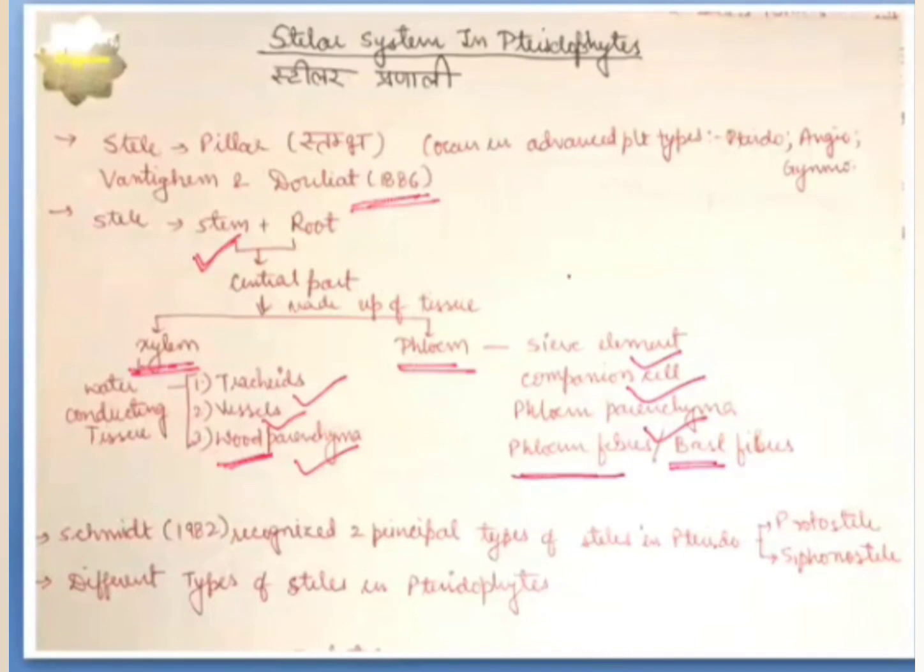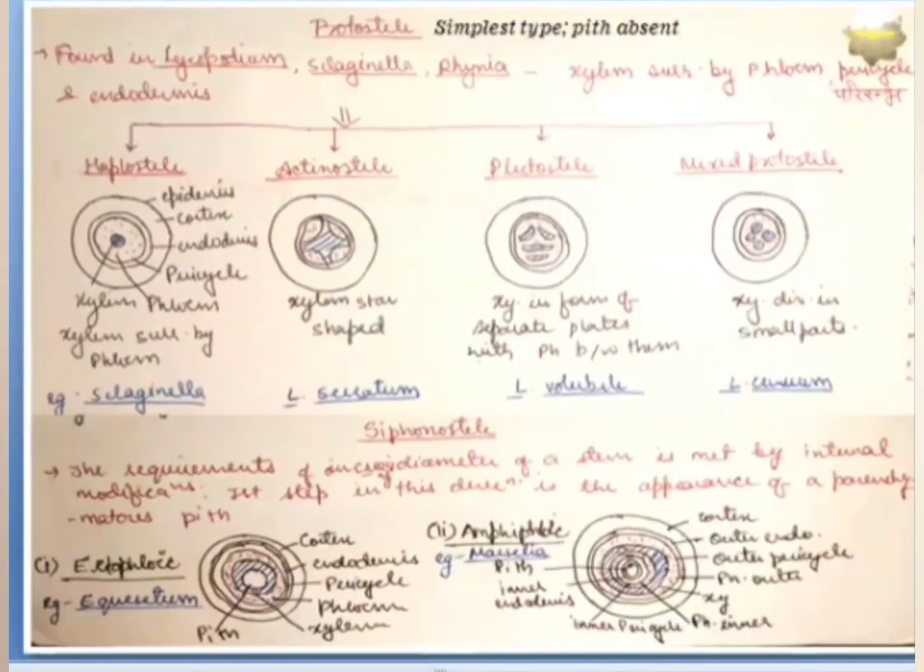According to Van Tieghem and Douliot in 1886, stele is present in advanced plant types such as pteridophytes, gymnosperms, and angiosperms. Schmidt recognized in 1882 two basic types of stele in pteridophyta. They are protostele and siphonostele. And today we know different types of stele, including protostele. Protostele is a non-medullated stele, that is, the pith is absent. So it is the simplest of all types of stele.